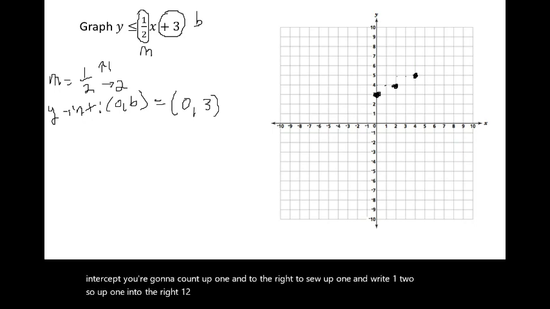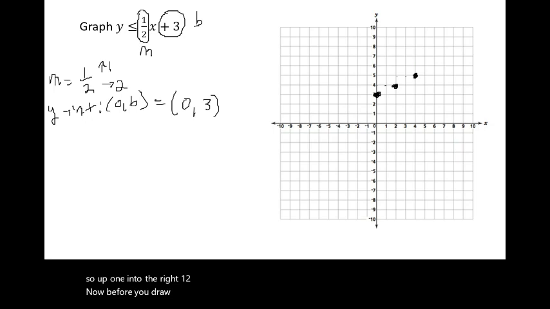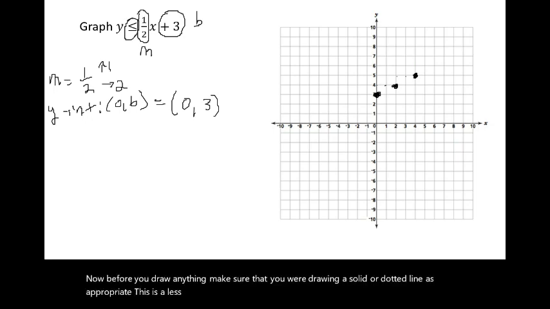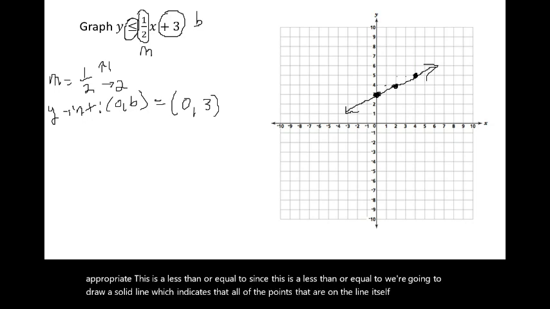Now, before you draw anything, make sure that you are drawing a solid or dotted line as appropriate. This is a less than or equal to. Since this is a less than or equal to, we're going to draw a solid line, which indicates that all of the points that are on the line itself are also solutions to the inequality.